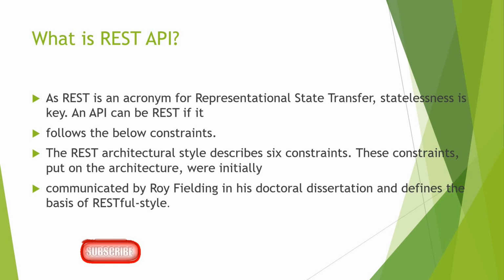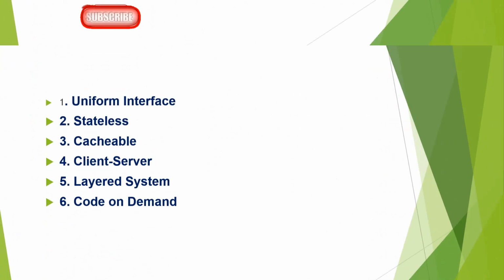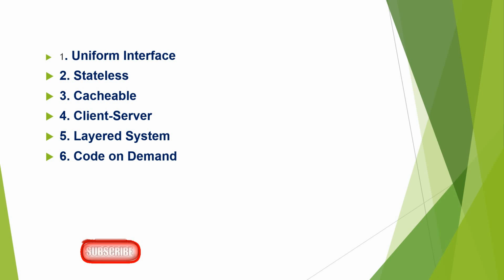REST is an acronym for representational state transfer, and statelessness is key. An API can be REST if it follows the below constraints. The REST architectural style describes 6 constraints. These constraints were initially communicated by Roy Fielding in his doctoral dissertation and define the basis of the RESTful style. We'll understand more about that. In definition: uniform interface, stateless, cacheable, client-server, layered system, code on demand. I think you should know these 6 types, and even a developer should know all those things.